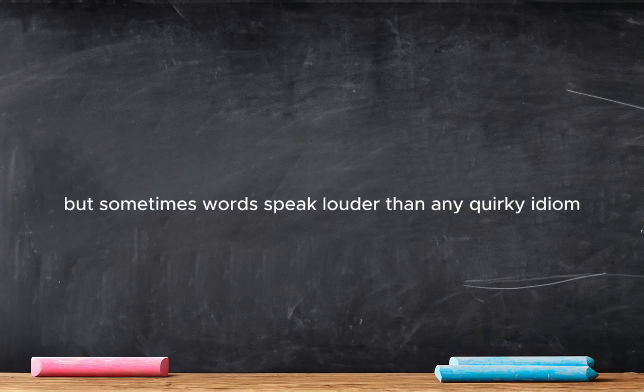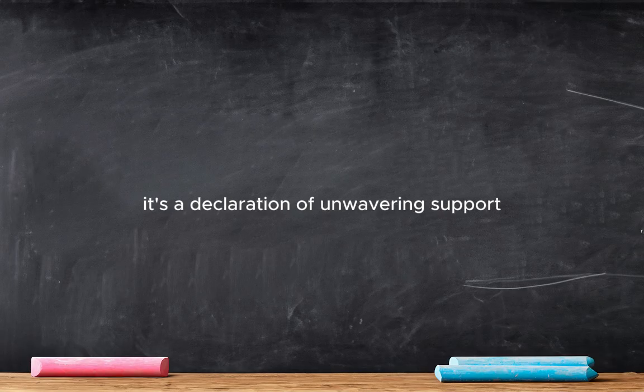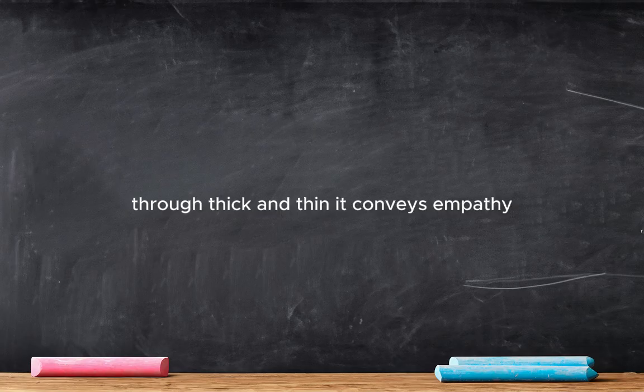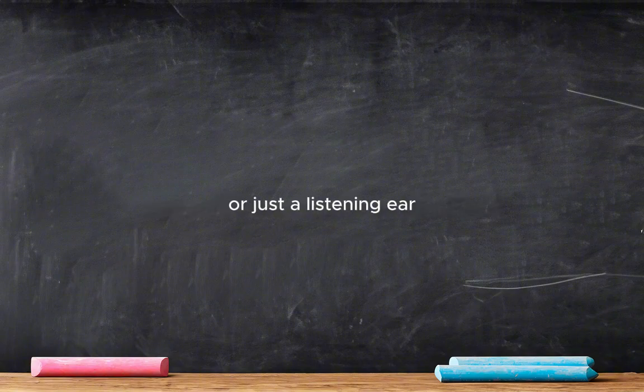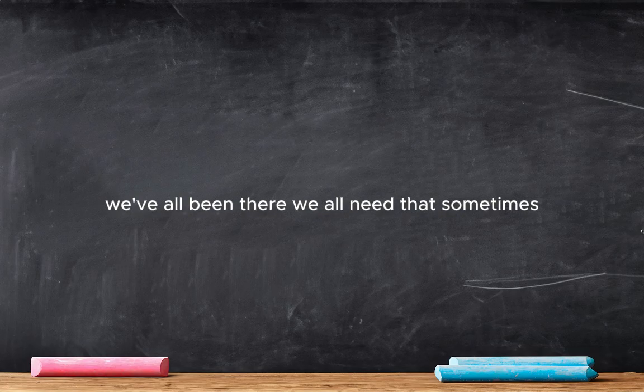But sometimes words speak louder than any quirky idiom. The book has this beautiful line where a character simply says, I'm here for you. It's so simple, yet so powerful. It is. It goes beyond mere words. It's a declaration of unwavering support. It's a promise to stand by someone's side through those challenges, through thick and thin. It conveys empathy, understanding, and a willingness to offer practical help, or just a listening ear. It's about showing up for someone, letting them know they're not alone in whatever they're going through. Yeah, exactly. We've all been there. We all need that sometimes.